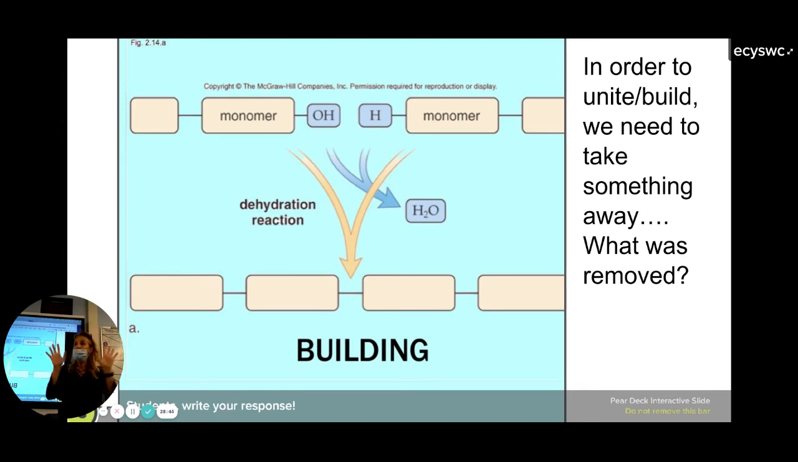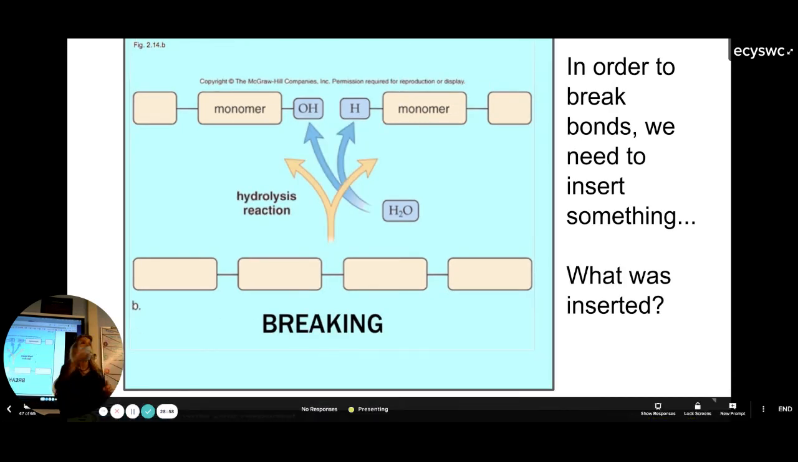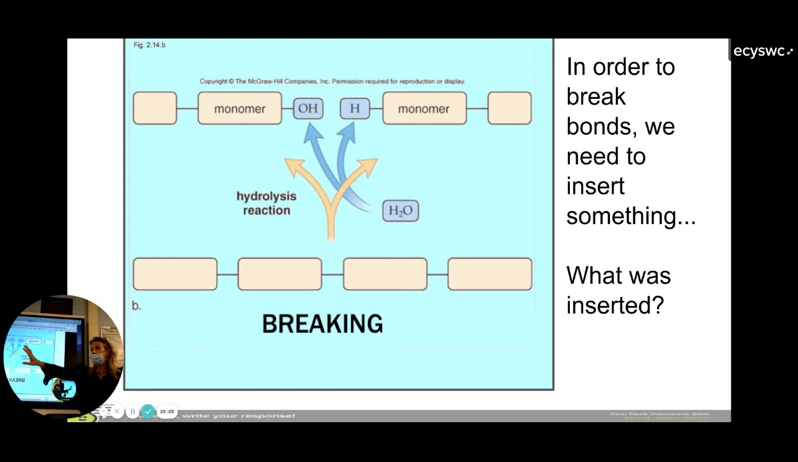No drama. Dehydration synthesis or condensation synthesis. What do they have in common? Synthesis. It's about building, right? If I want to break them apart, what is it called? Hydrolysis. Water is lysine, or separating. Does that make sense? So I have to interrupt that bond, and one of them gets an H and one of them gets an OH.